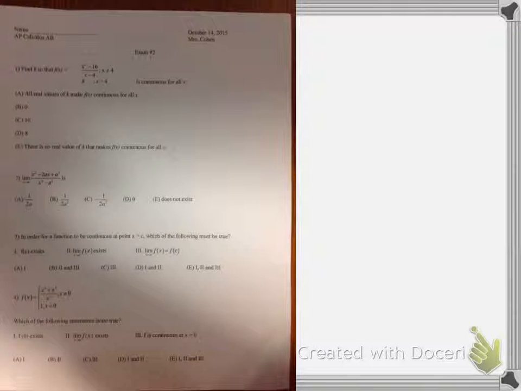Okay, these are the solutions from your second exam. For question number 1, you had to find k, and it's a continuity problem, so you're going to go through the 3 steps. The first thing you're going to want to do is find f of 4. When x is exactly 4, you're going to use the function k. So f of 4 is k.